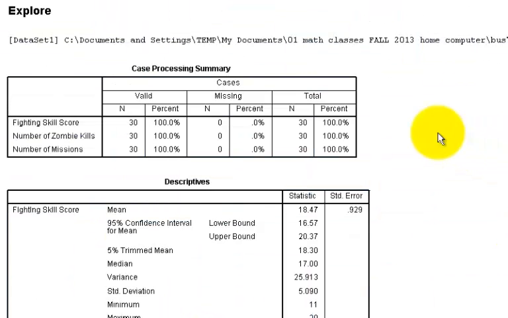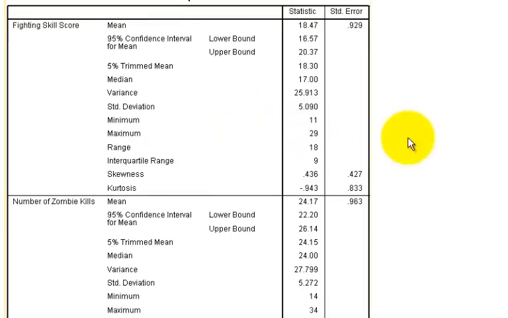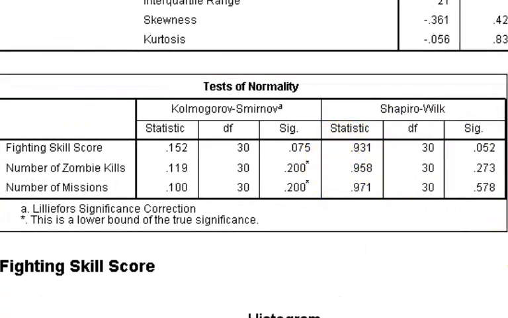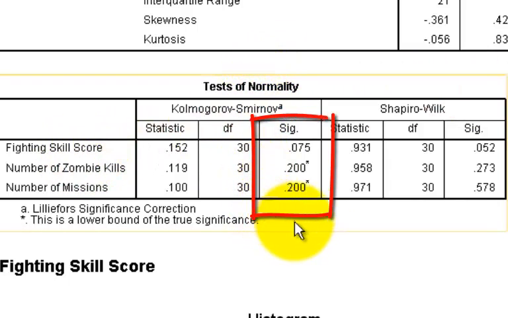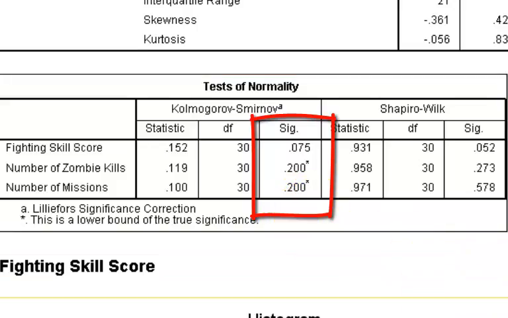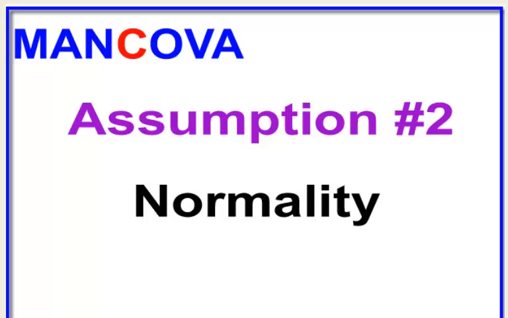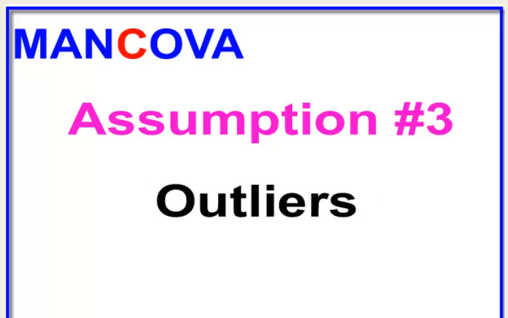Remember, we're only looking for normality here, so there's how many are in each group, and there's the means of each of the DVs. Normality, here we go. The normality has not been violated for any of the DVs. Here's the Kolmogorov-Smirnov test. So normality is okay.